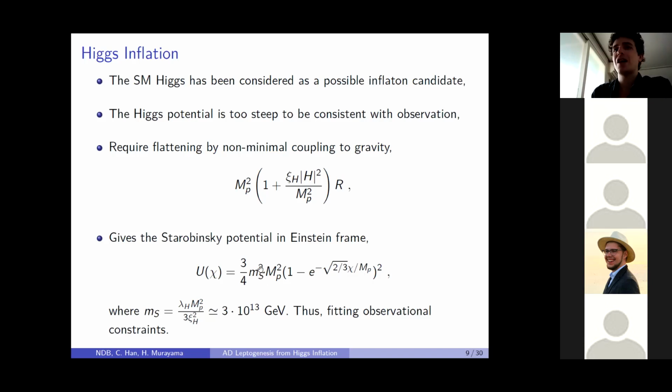And this mass scale, known as the Starobinsky mass scale, is dependent upon the different couplings of the model, so the quartic coupling and the non-minimal coupling, and has a value here. And so, yes, this is quite a nice model. The observational constraints are well fitted by it. There's some discussion about the effectiveness of this non-minimal coupling there.